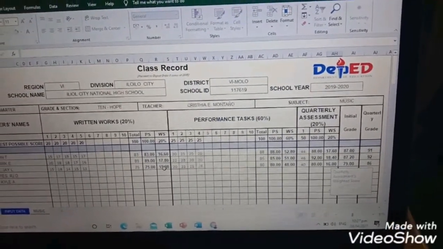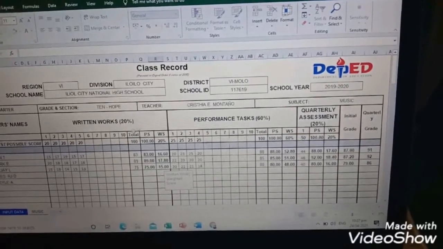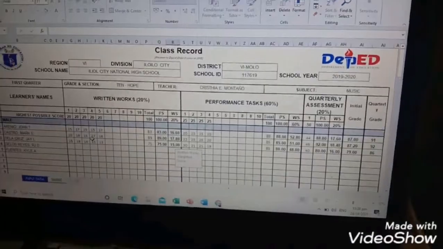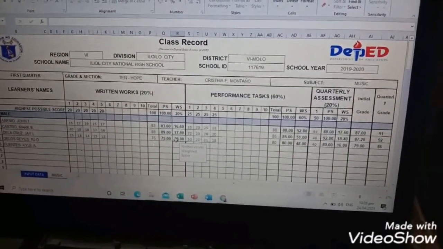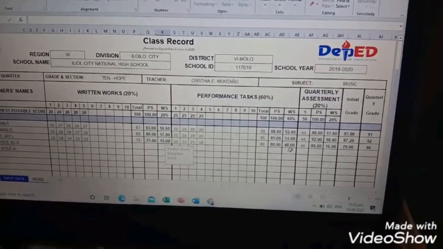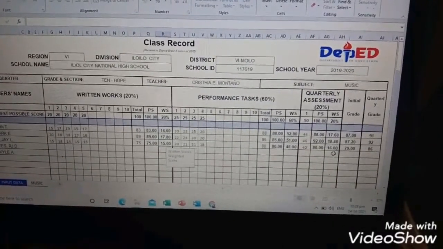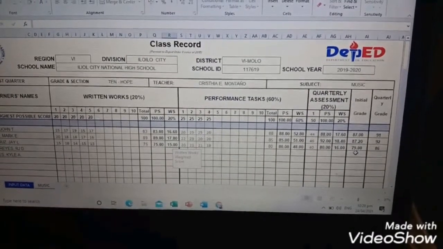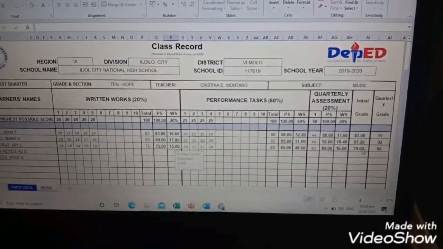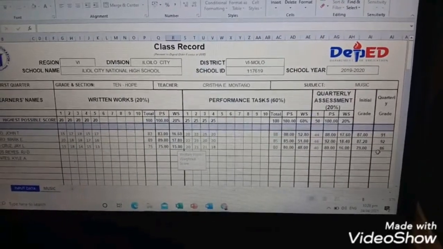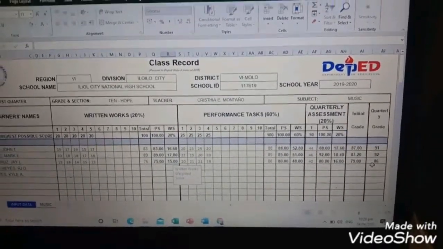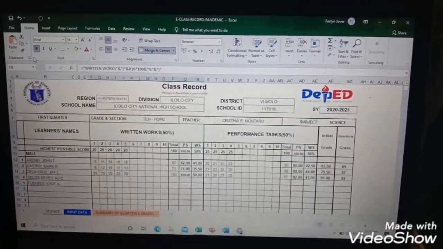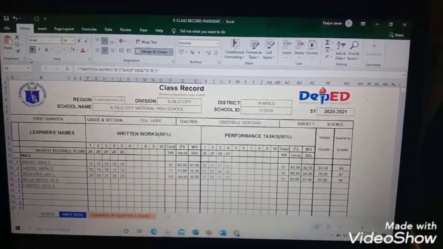And his weighted scores: in written works, he got 15. In performance task, he got 48. And for the quarterly assessment, he got 16, with a total of 79. That is the initial grade, but the quarterly grade is 86. Let's proceed to the electronic class record in this new normal situation.